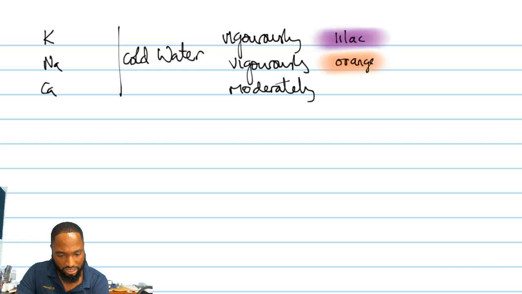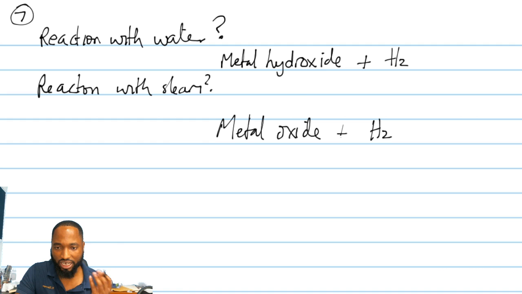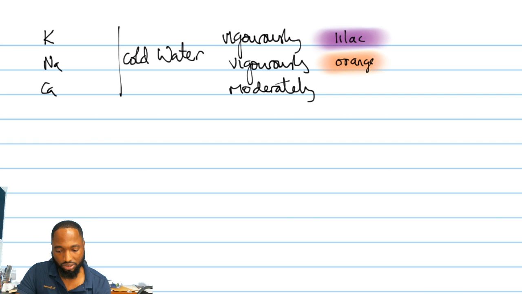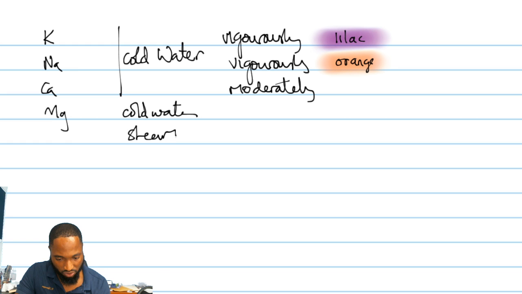So, vigorously lilac, vigorously orange, moderately. Somebody already said the answer for these. We already described the reaction, so it's just to balance the reactions now. Once it's water, it's metal hydroxide and hydrogen. Once it's steam, it's metal oxide and hydrogen. All right, so calcium, magnesium, aluminum, zinc, lead. Oh no, magnesium is up with these four. So magnesium, we'll have the cold water reaction and we'll have the steam reaction. Cold water is slowly, but steam is vigorously.